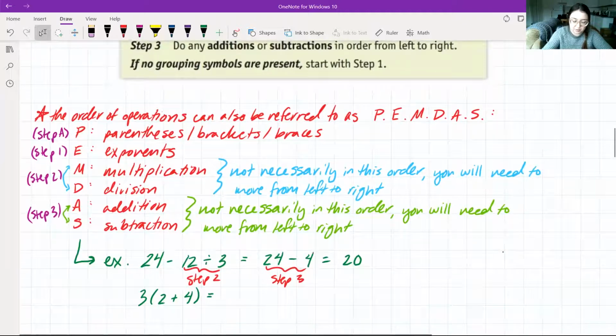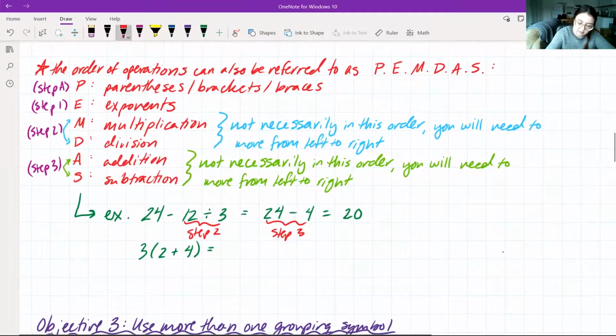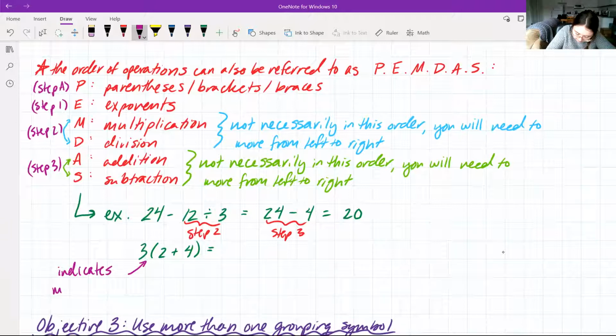All right, so one more example here to really solidify it a little bit more. So we have 3 times (2 plus 4). So whenever we have a number outside of parentheses, this is going to indicate to us multiplication. So let's make note of this now. So we can say it indicates multiplication.